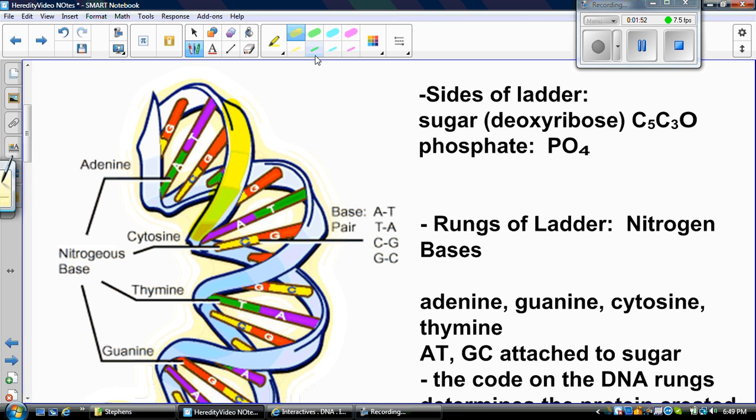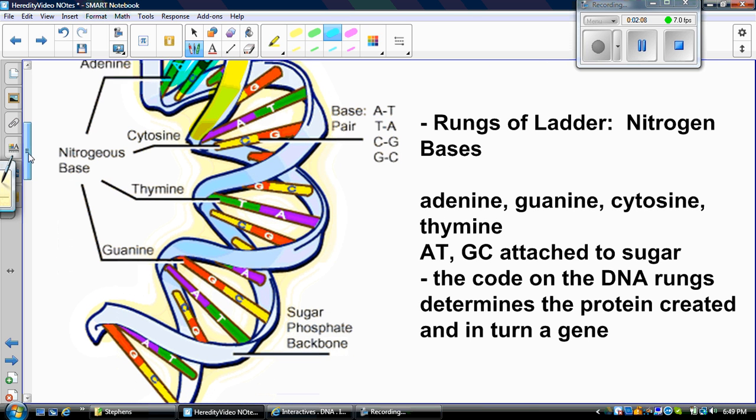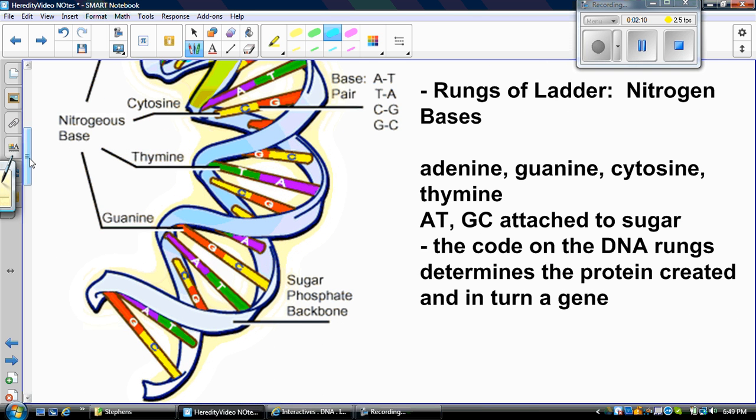Now, the rungs of the ladder are called your nitrogen bases. Right here you can see these are your rungs. The rungs are attached to the sugar in the ladder, so wherever these are attached, that's the sugar. There are four nitrogen bases: adenine, guanine, cytosine, and thymine.